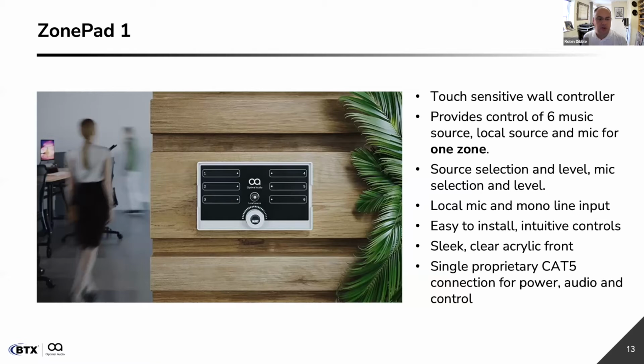The zone pad 1 has a balanced line input for mono audio and a microphone. So those channels will address just the zone that they're in, and they're selected by the center button on the control. And of course, you have volume control on the front panel, all very simple, all very straightforward. It connects to the zone unit itself via a straightforward Cat5, Cat6 cable.